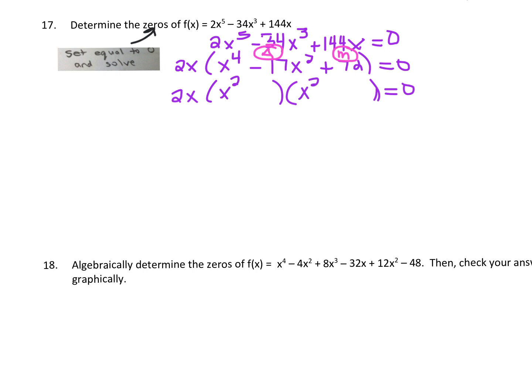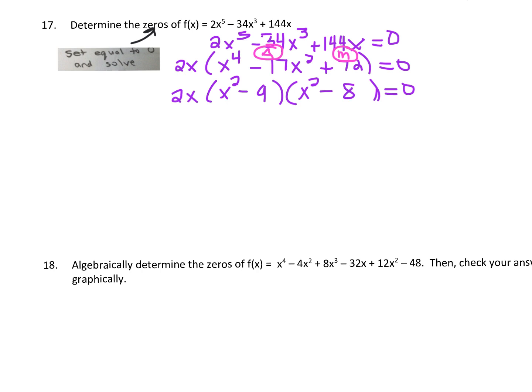And then 2 numbers that multiply to a positive, they have to have the same signs. And since they're adding to a negative, those signs have to be negative, right? And the 2 numbers that multiply to positive 72 and add to negative 17 will be negative 9 and negative 8.